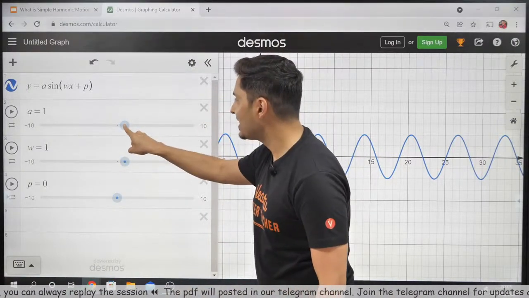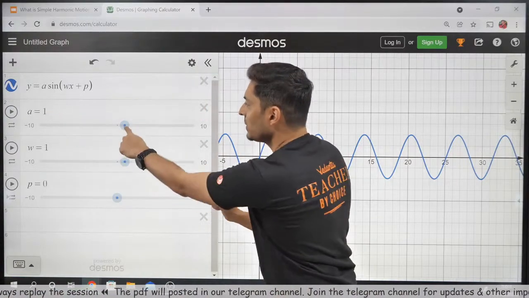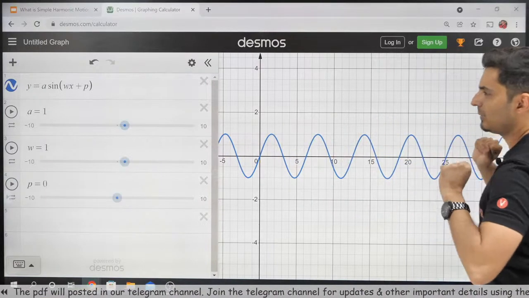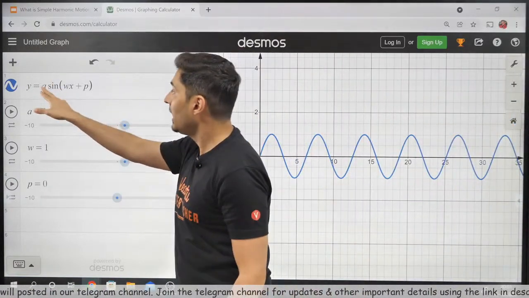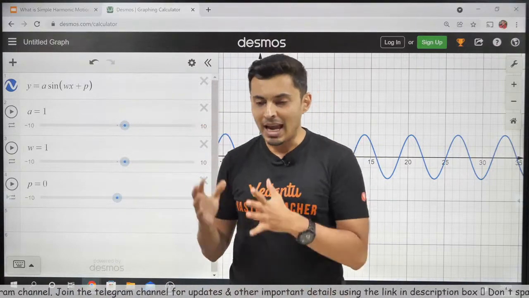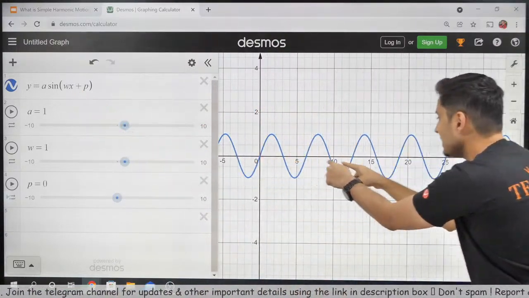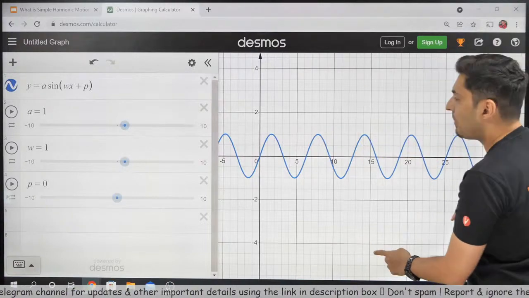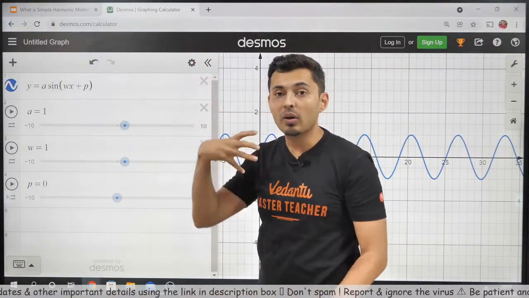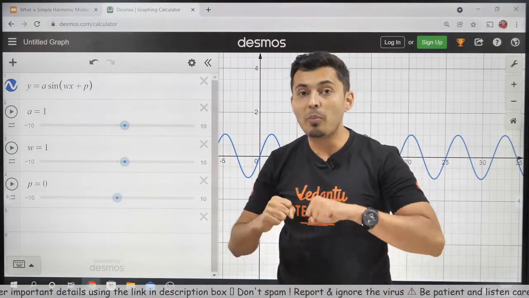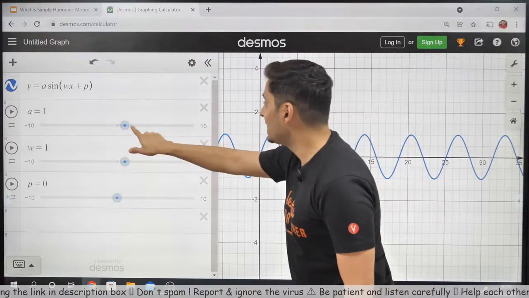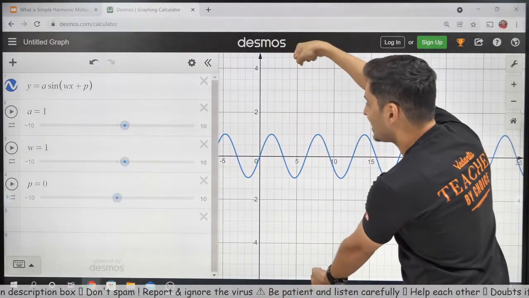What will happen if I change this slider, this A? If I increase this, what do you think might happen? Visualize it. A sine function just goes up and down as the value of x increases. If the outside term becomes big, it's going to magnify it, elongate it. Then you will see this graph is going to stretch like this.